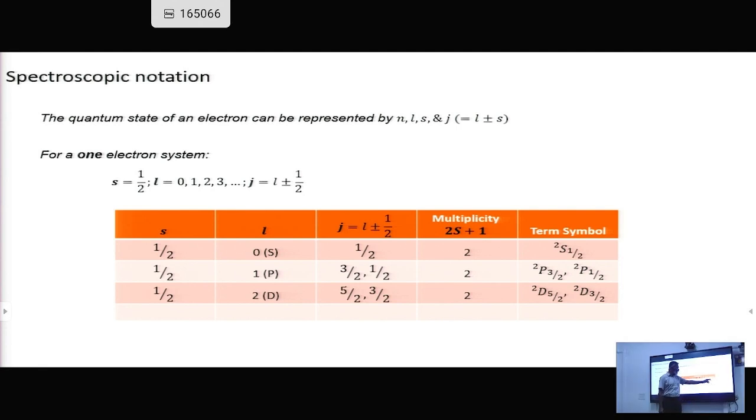So doublet S half, doublet E3 half, doublet E half, doublet V5 half, and doublet V half. This is how you normally write the spectroscopic notation for an electron. Now suppose you have more than one electron, then how do you do it?